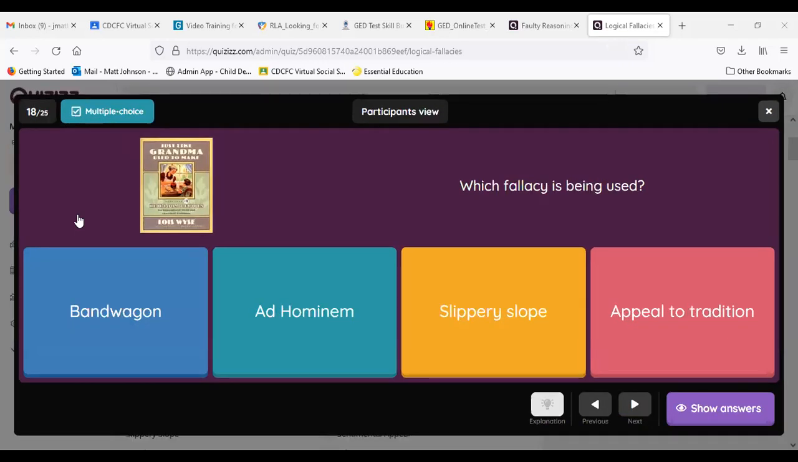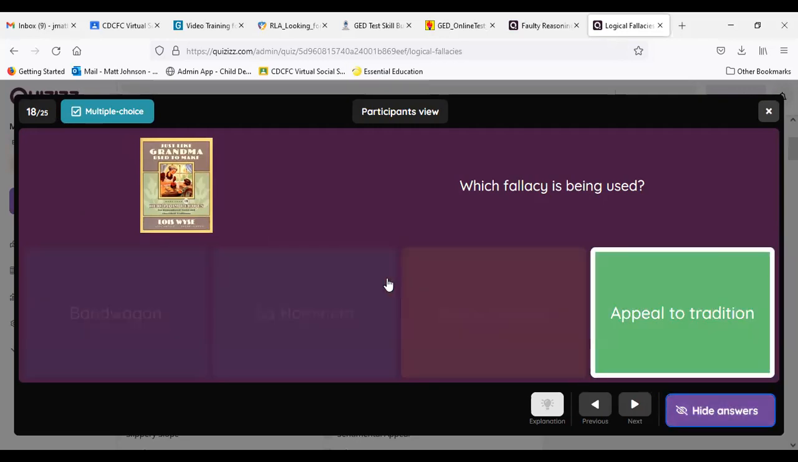What kind of fallacy is being used? Appeal to tradition. Now, see, I think this is an appeal to tradition. That's another fallacy that we didn't really talk about. But yeah, good job. So the appeal to tradition is sort of like, well, it's always been this way, so it's going to be this way. That's another way to look at an appeal to tradition.